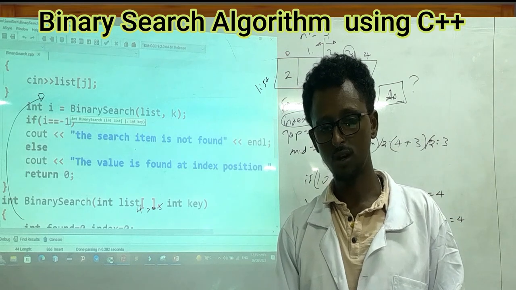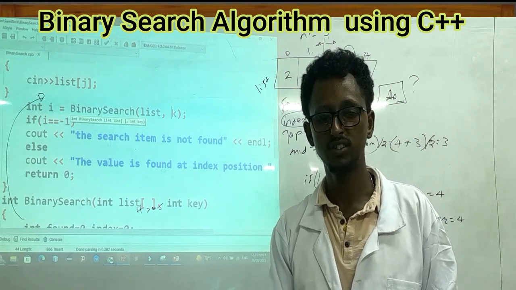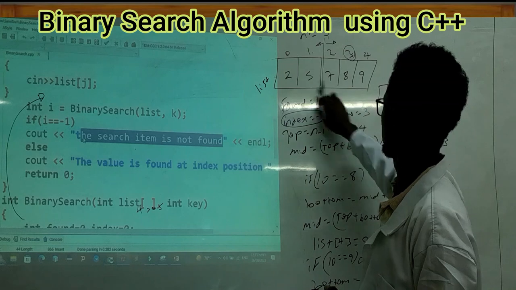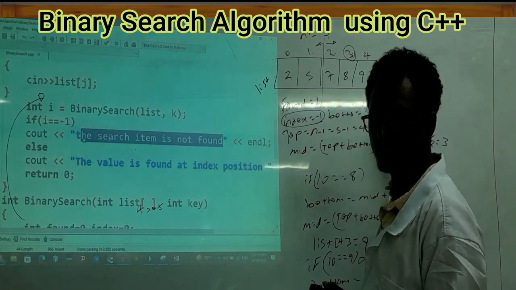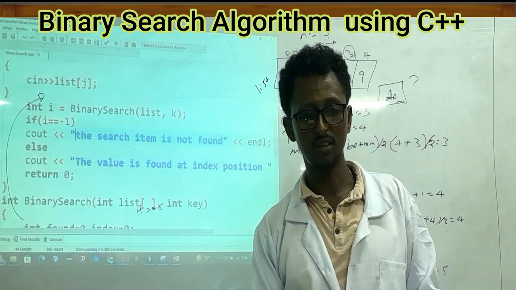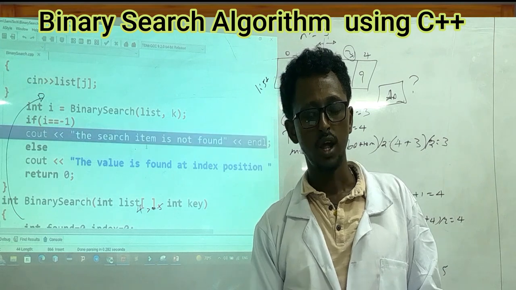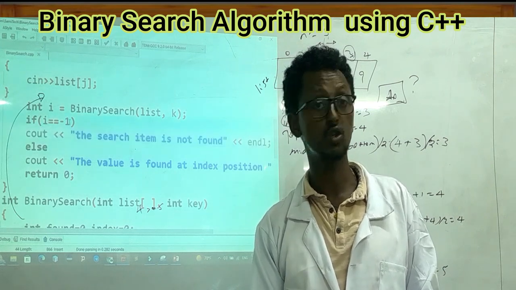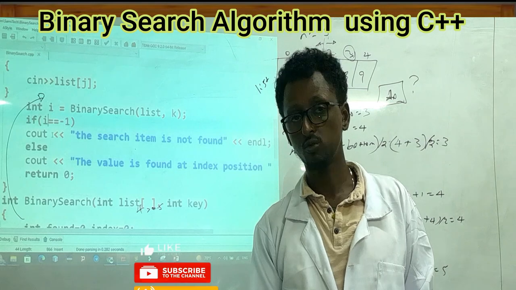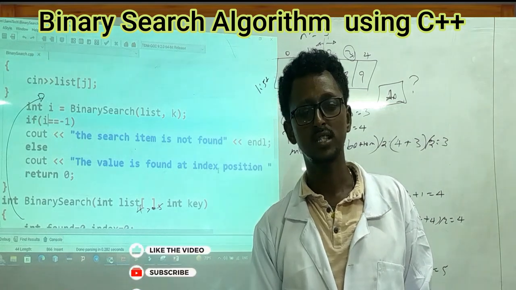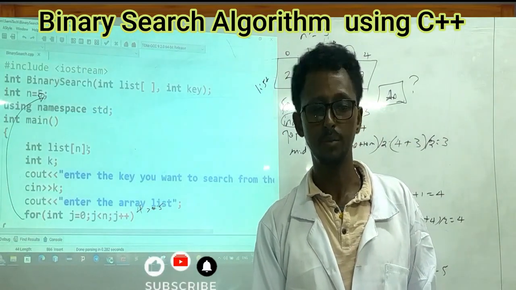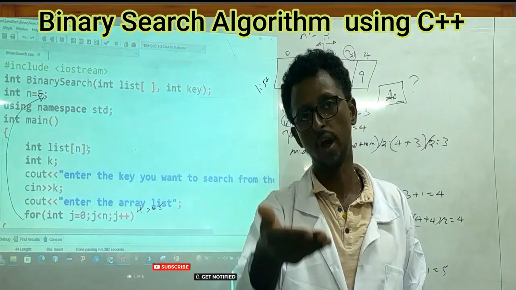Then if i equals -1, that means the index equals -1. cout the search item is not found in the list, like this one. From the list of arrays, k is not found. Yes, in this scenario, this line number 80 from the code is executed. Else, if this index equal to -1 is not true, that means the index differs from -1, cout the value is found at index position, like the previous one. So the binary search algorithm is implemented looking like this.